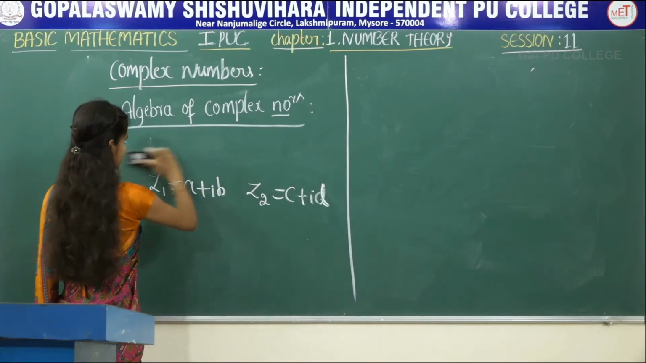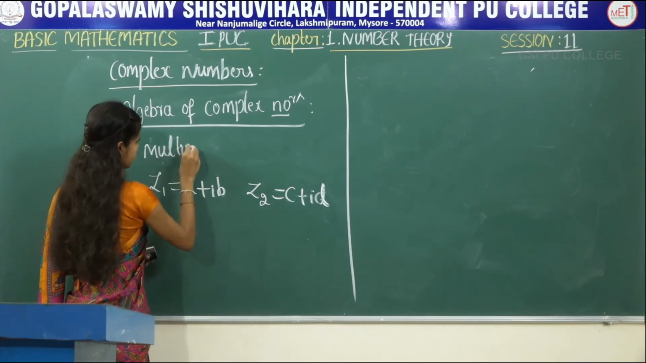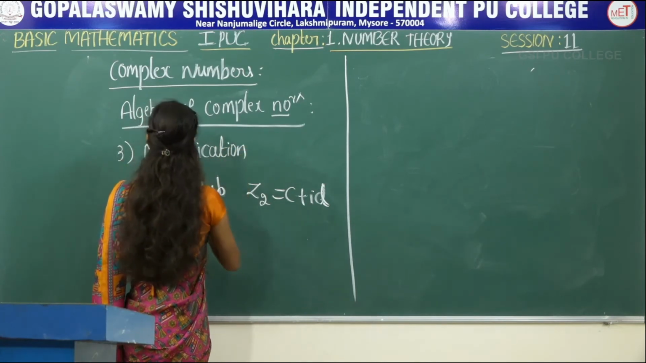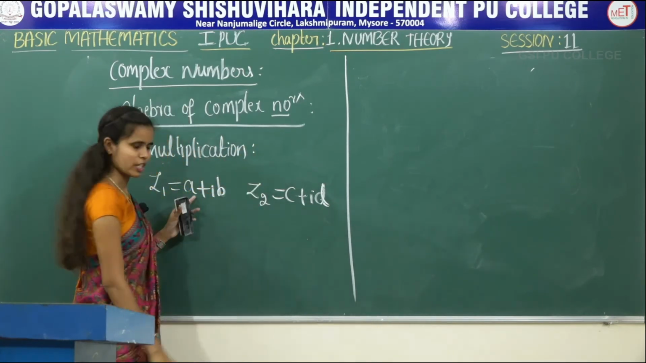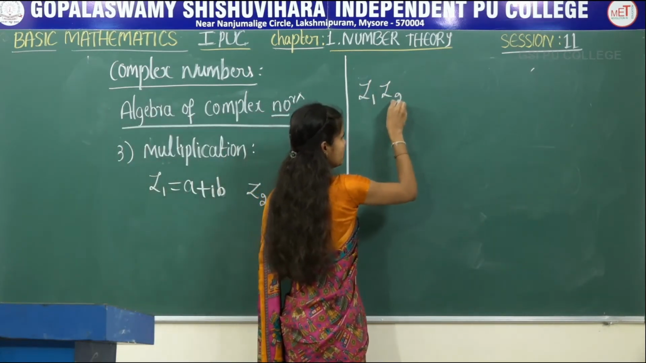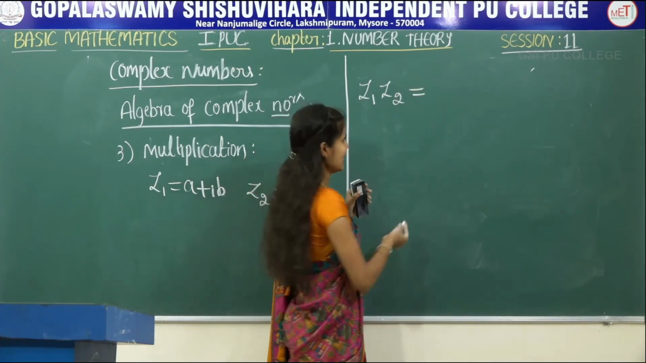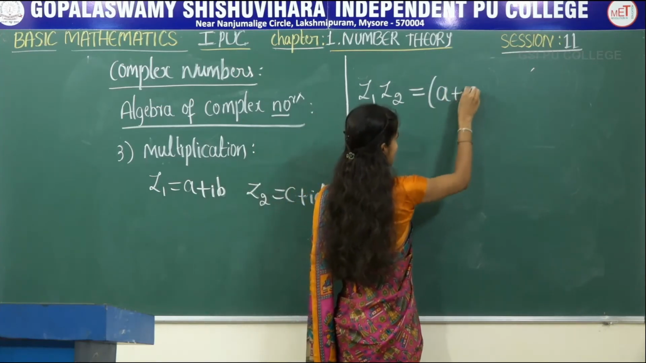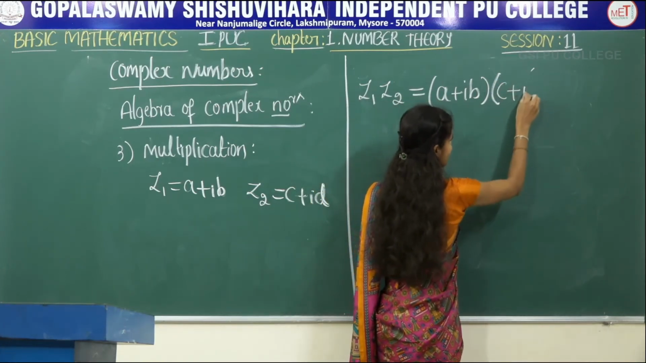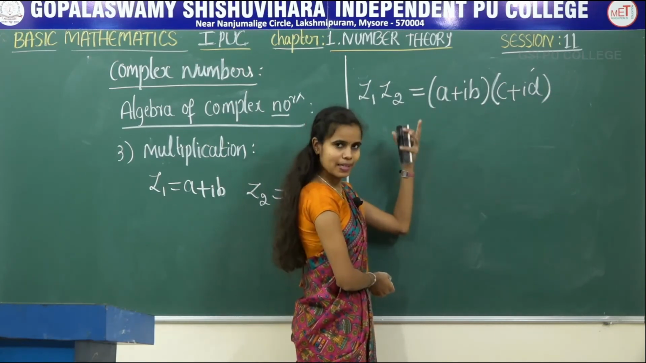Third one, multiplication. Product. Okay, so consider two complex numbers a plus ib and c plus id. So consider z1 into z2. Verify whether the product of two complex numbers is also a complex number or not. So substitute here: z1 means a plus ib into z2, z2 means c plus i into d. Now simplify and then separate the real part and imaginary part.